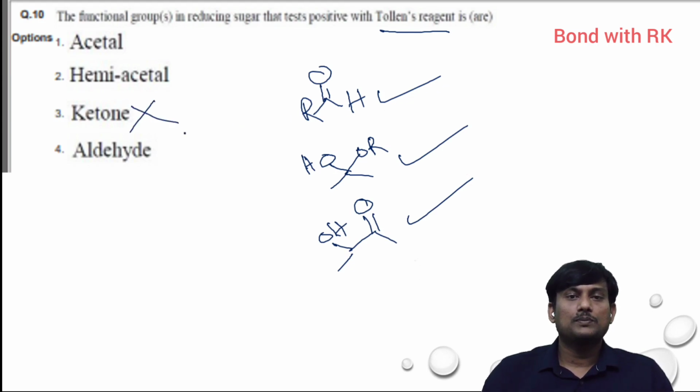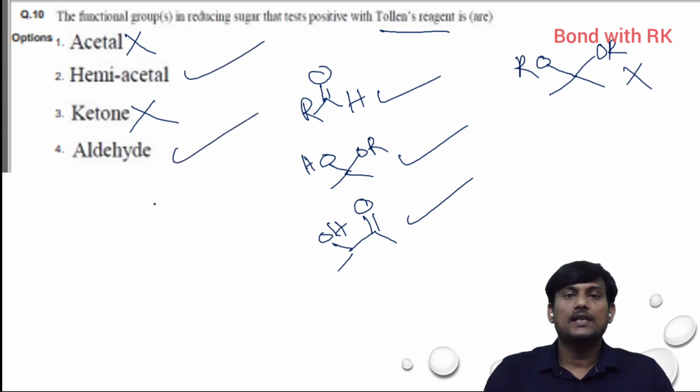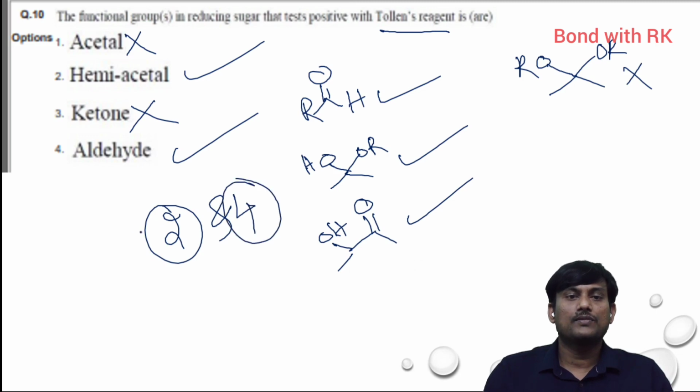Ketone cannot perform Tollens test, and also acetal, this is the acetal form, OR and OR. Acetal cannot perform Tollens test. So hemiacetal and aldehyde can perform Tollens test. So what are the correct options? 2 and 4 are correct options.